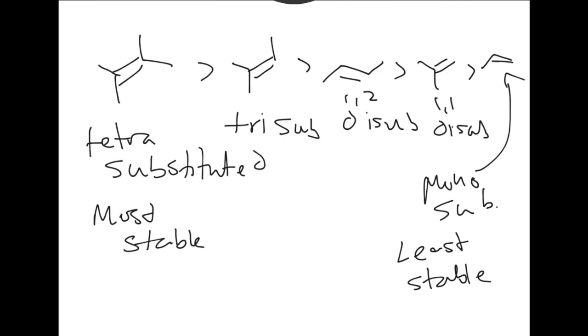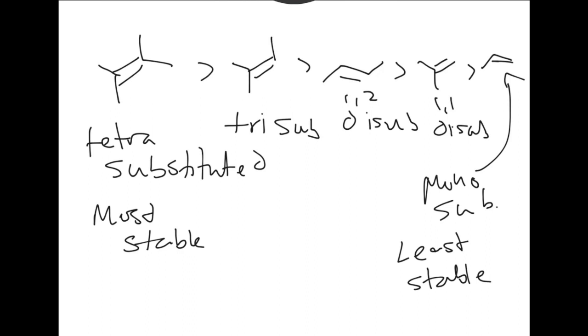So tetrasubstituted are the most stable. They're the hardest to hydrogenate. Then trisubstituted, then 1,2 disubstituted, then 1,1 disubstituted, then monosubstituted, where you just have one group. These are the least stable or the fastest to hydrogenate. So we can use this difference in reactivity, if we have more than one double bond, to say, oh, the monosubstituted double bond is going to react faster than the tetrasubstituted double bond. So maybe I can hydrogenate that one before the other one.